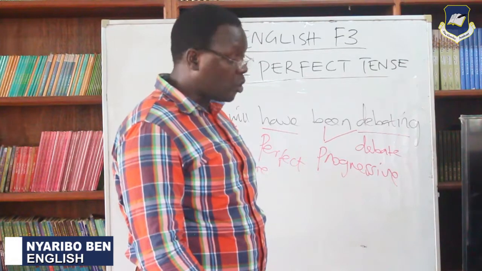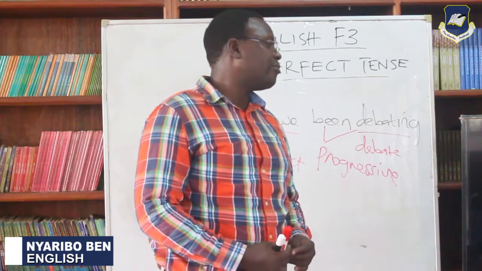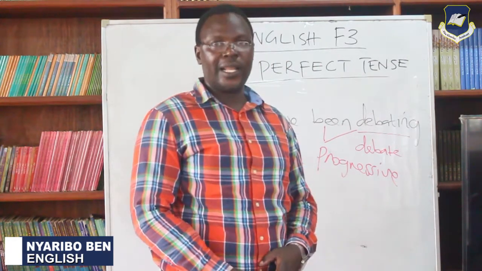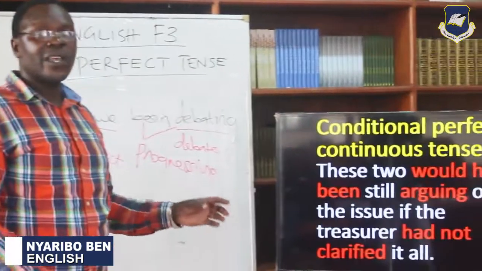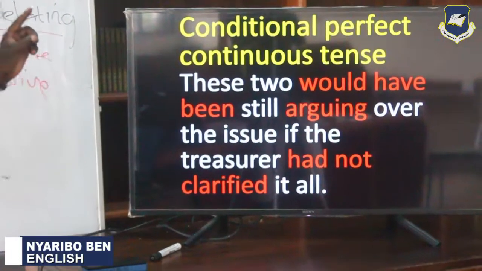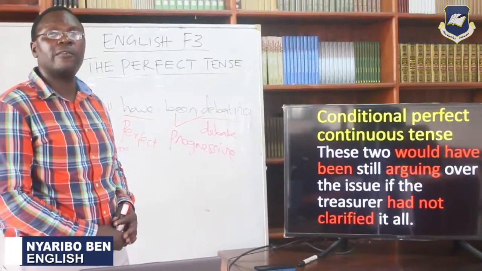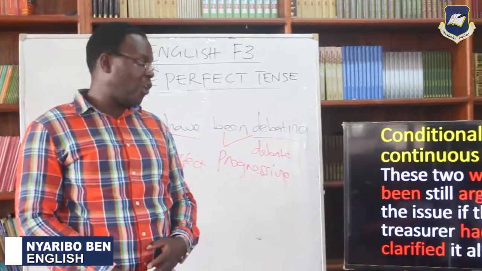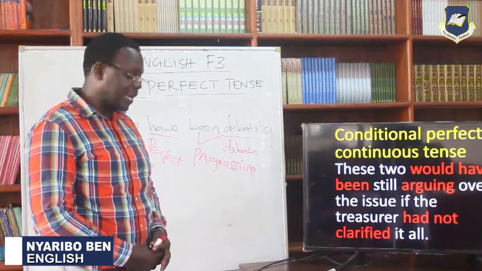What about conditional perfect continuous tense? These two would have been still arguing over the issue if the treasurer had not clarified it all. It is like the one we have already done, only that this one is continuous. These two would have been still arguing. We have the continuous marked by the word arguing, the ing, and then we have the conditional would have been, and then the if clause: if the treasurer had not clarified it all.